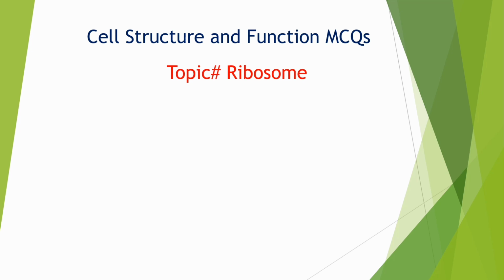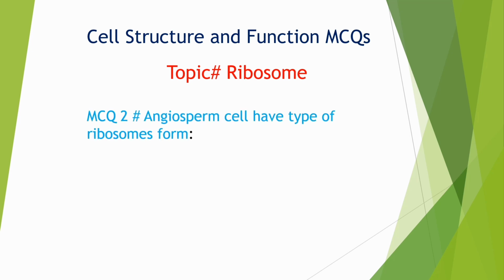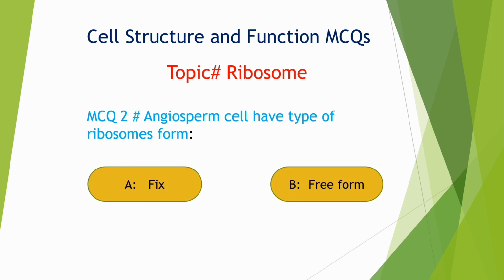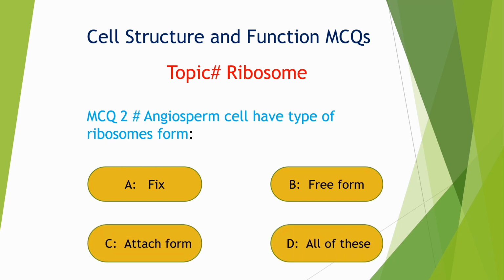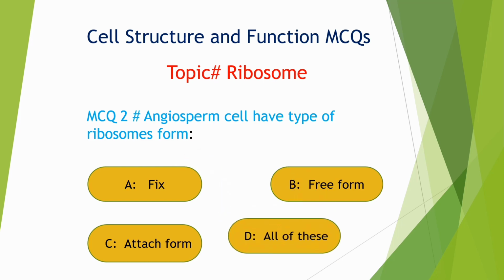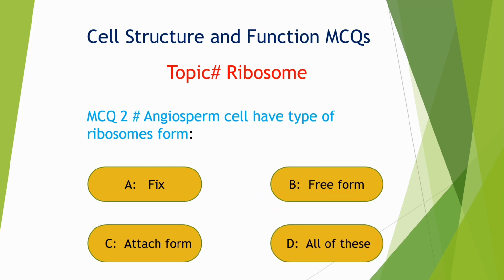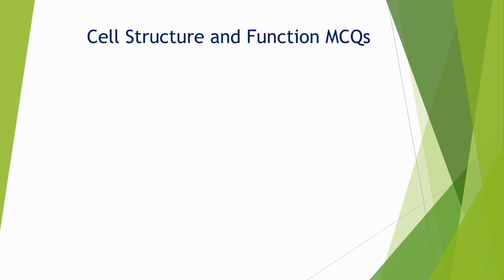Cell structure and function MCQs. Topic: Ribosome MCQs number 2. Angiosperm cell have type of ribosomes form: A. Fixed form, B. Free form, C. Attached form, D. All of these. Correct option is all of these. Option D.